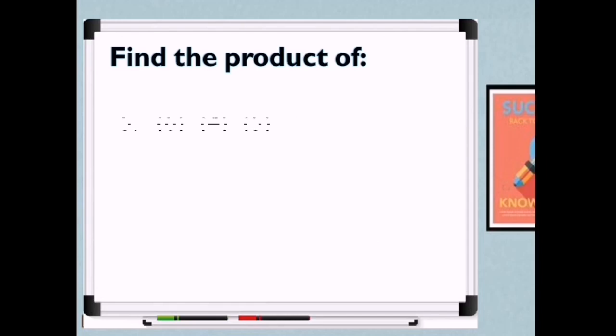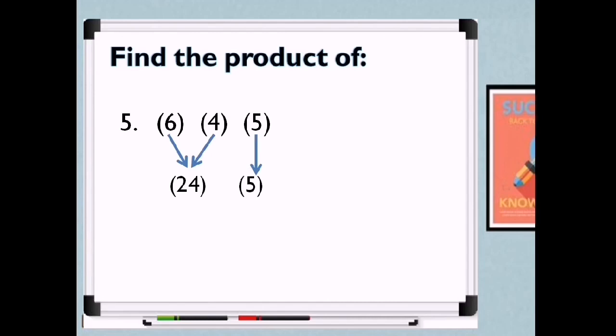So, let's try another example. Let's say we are going to multiply 3 or more integers having different signs. For our fifth example, let's say all the numbers are positive. We're going to multiply the first two integers. 6 times 4 is 24. Then, yung 5 ay ibibring down natin, imumultiply natin yung product ng 6 and 4 doon sa 5 para makuha natin yung final answer. So 24 times 5 is positive 120.